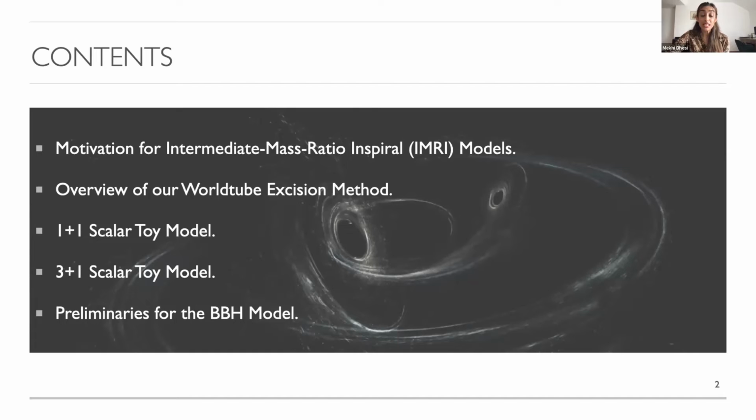I'll then give some key results from our 1+1 dimensional scalar toy model. I gave a talk at the 13th LISA Symposium, which kind of concluded here. So nice now that I'll be able to go on and show results from a 3+1 dimensional scalar toy model, and also preliminary work for the full black hole binary case.